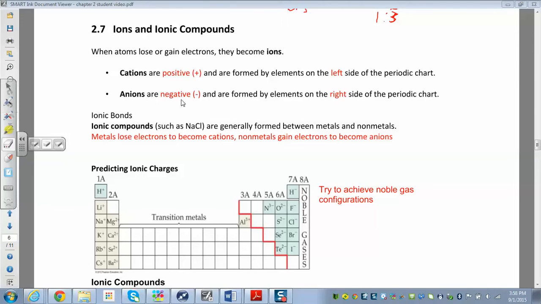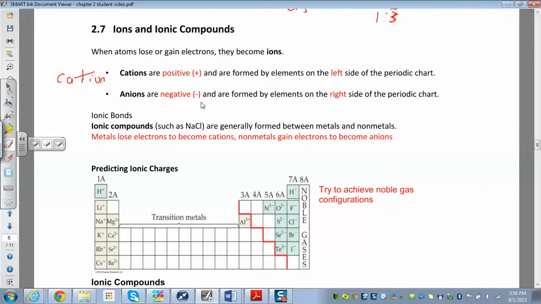Anions are negative. So the way you can remember cations versus anions, the word cation has this T in it, right? So you have cations, which kind of looks like a positive sign. Cations. I had one student that said cats are positive. That's how she remembered it. Hey, whatever. Depends on if you like cats.